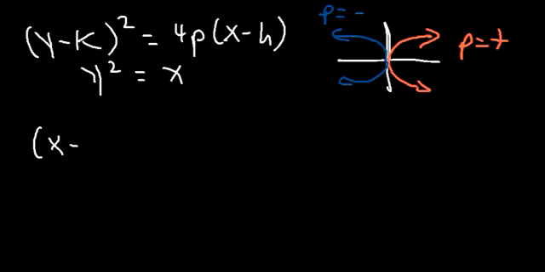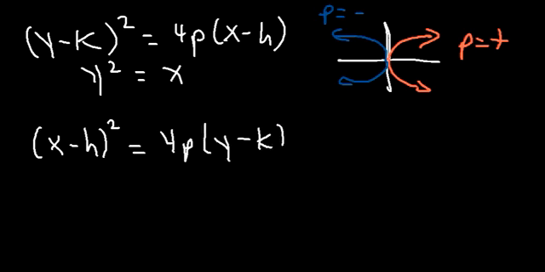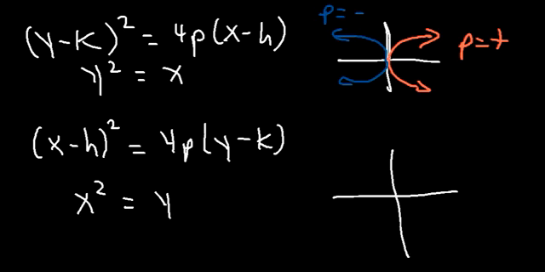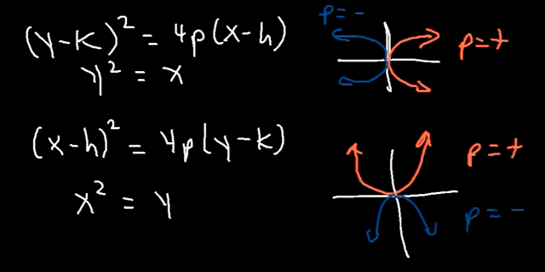Now the next equation that you need: (x minus h) squared is equal to 4p times (y minus k). So this is basically y equals x squared, which can open up or down. It opens upward if p is positive, and if p is negative, it opens downward. Alright, so let's try some practice problems.